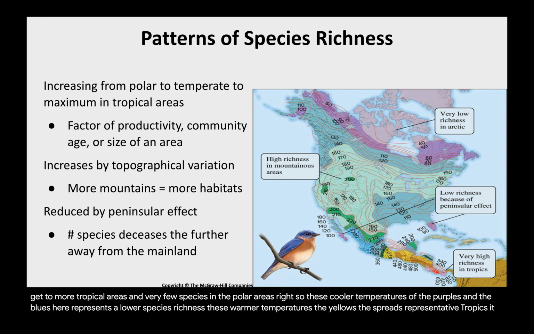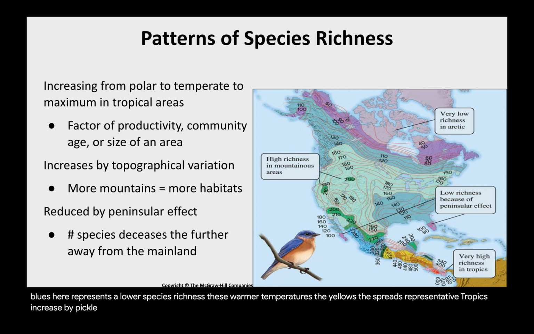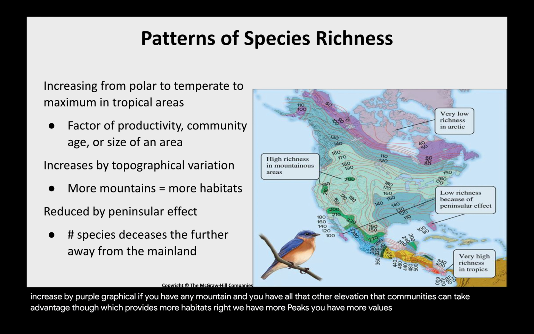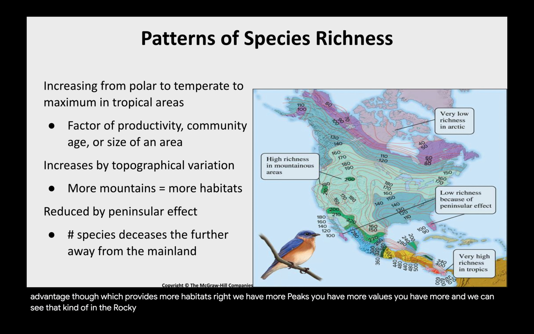It tends to increase by topographical variation, right? So if you have mountains per se, right, now you have all that other elevation that communities can take advantage of, which provides more habitats, right? You have more peaks, you have more valleys, you have more habitats. And we can see that kind of in the Rocky Mountains here and in the Sierra Nevadas. There tends to be little pockets of areas with higher species richness, so more species.